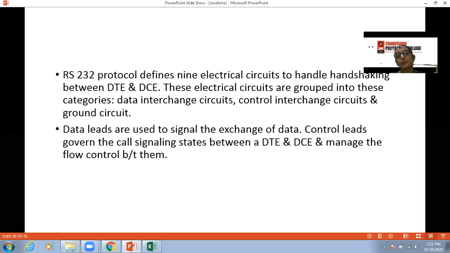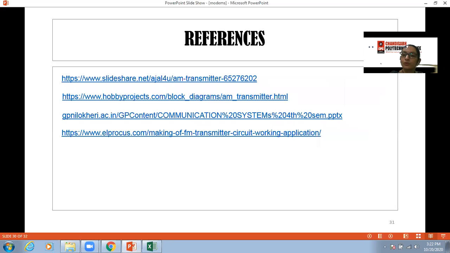And the RS-232 protocol defines the 9 electrical circuits for handshaking between the DTE and DCE. These electrical circuits are grouped into these categories that we already discussed: data interchange, control interchange, and ground circuit. And data leads are used to signal the exchange of data, and control leads govern the call signaling states between DTE and DCE and manage the flow of control between them.